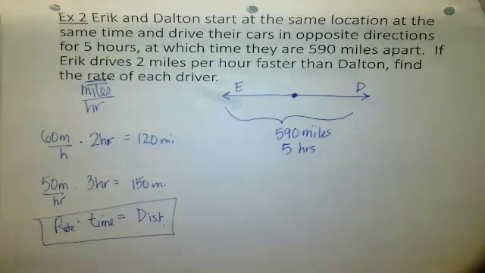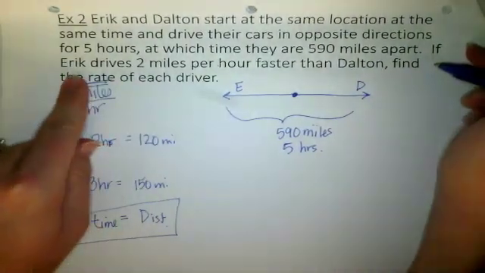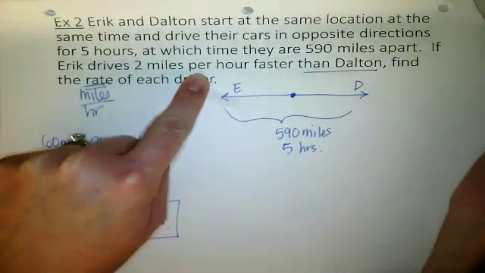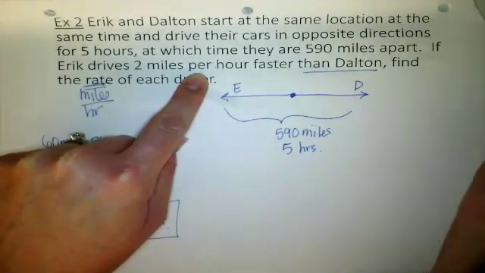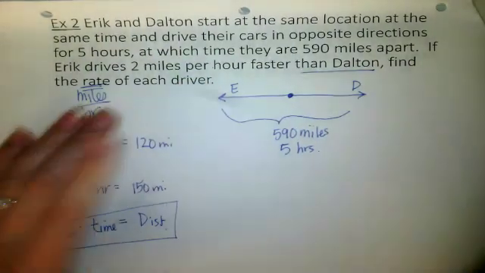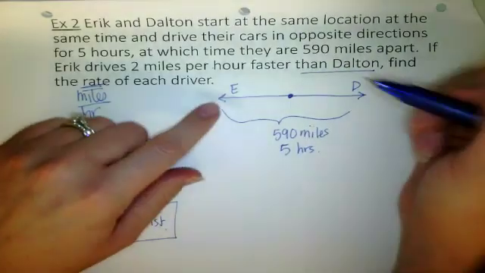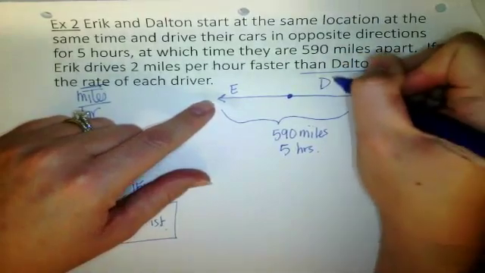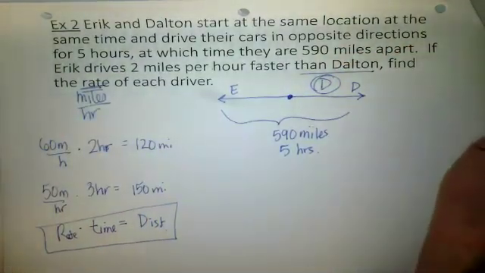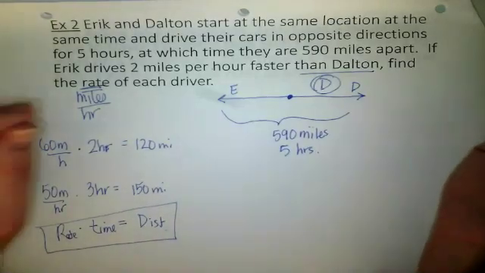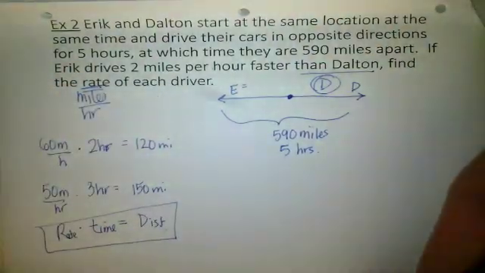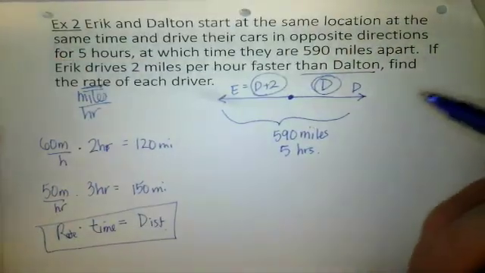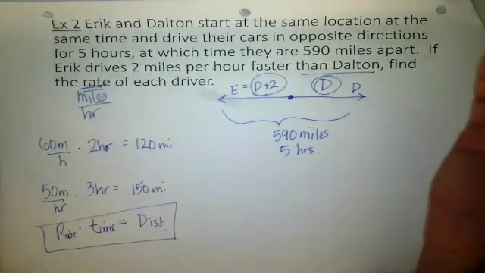Let's see. What else do we know? It says Eric drives 2 miles per hour faster than Dalton. Do we know how fast Dalton drives? No. Okay. So I don't know how fast Dalton goes. I'm going to let D equal Dalton's speed, his rate. All right. So what's Eric's rate then? Oh, D plus 2. Very good.